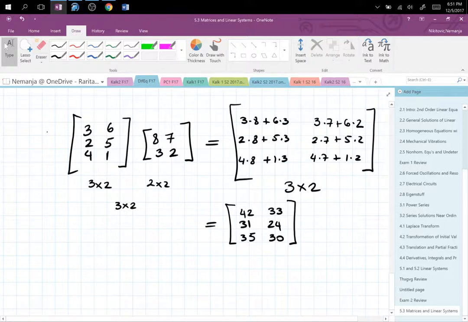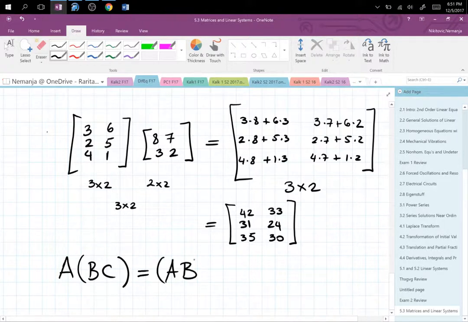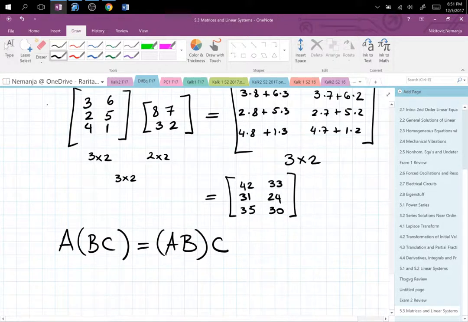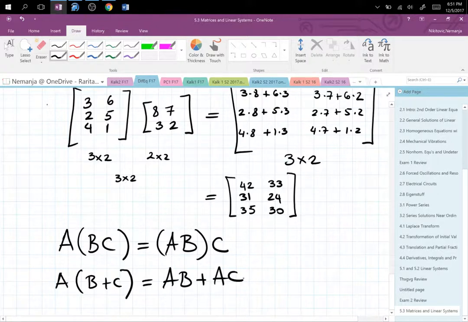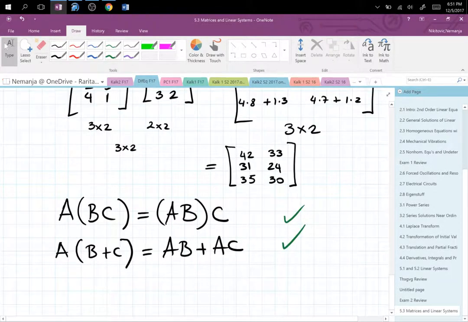Now, for matrices, associative and distributive rules work, but the commutative rule does not work. So your A(BC) is the same as (AB) times C, and your A(B plus C) is the same as AB plus AC. So these two rules, here's the green check mark, work. The commutative rule does not work.